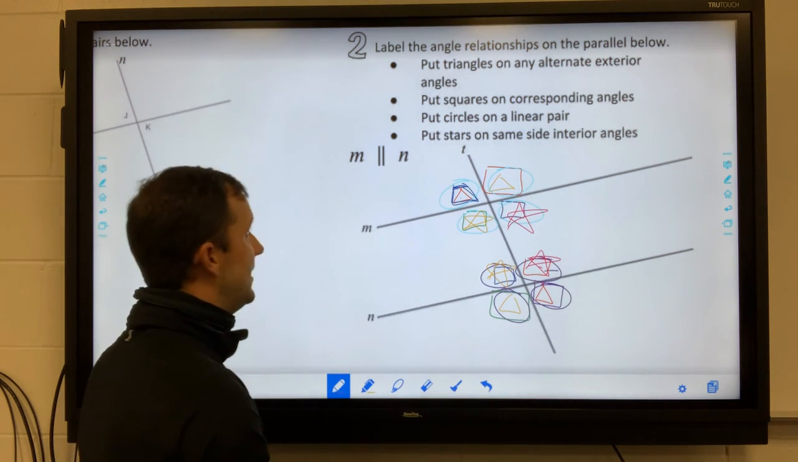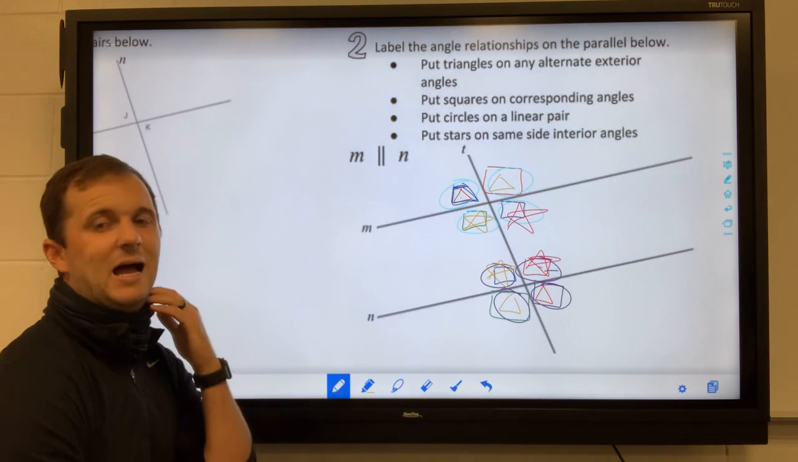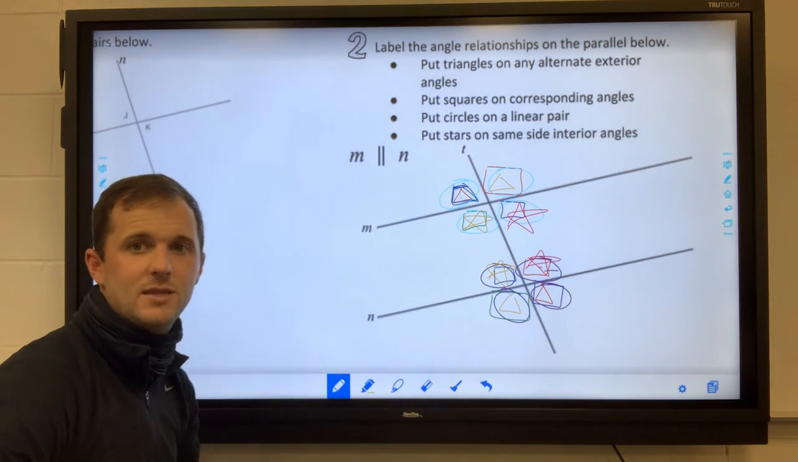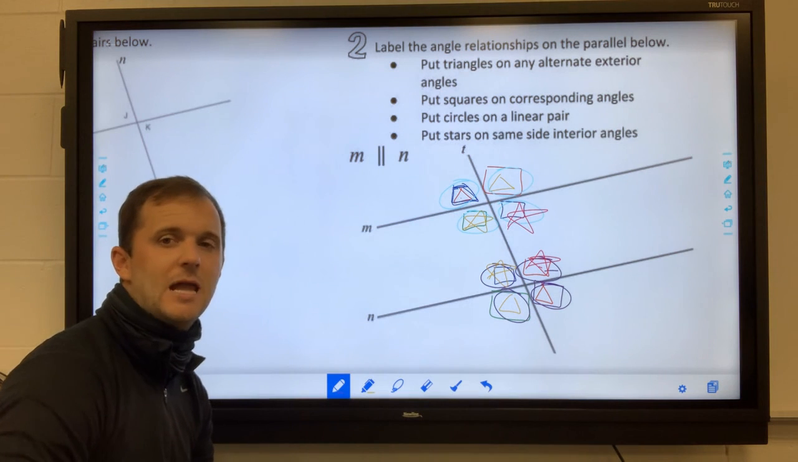So ladies and gentlemen, by definitions, these are gonna be all of your angle pairs that you're going to be dealing with with parallel lines and transversals.